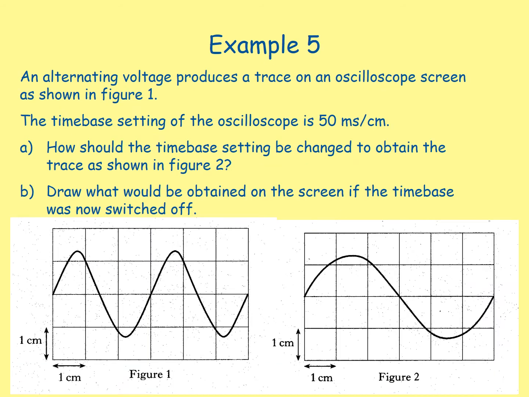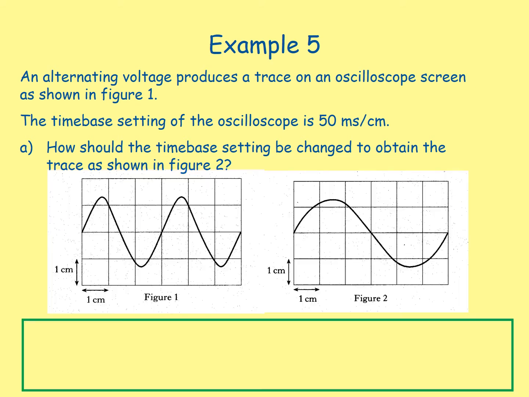Example 5. An alternating voltage produces a trace on an oscilloscope screen as shown in figure 1. The time base setting of the oscilloscope is 50 milliseconds per centimeter. A. How should the time base setting be changed to obtain the trace as shown on figure 2? B. Draw what would be obtained on the screen if the time base was now switched off. Let's try part A first.